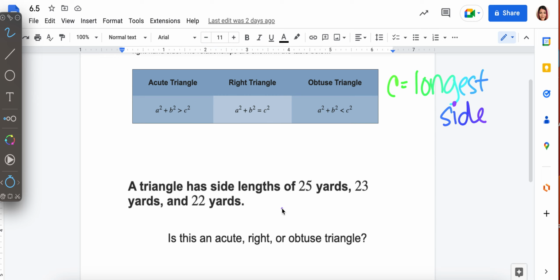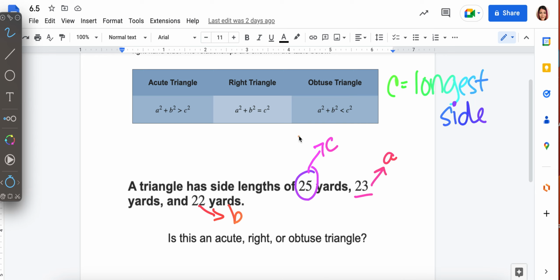So with this little example, if the side lengths are 25 yards, 23 yards, and 22 yards, we know our longest side is 25, so this has to be the c. And then for the other ones, it doesn't matter which one is a or b. I could have made 23 b, but just label the other two a and b.